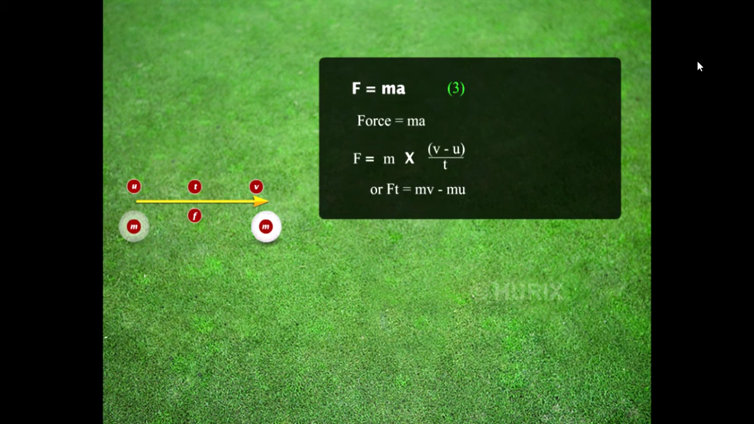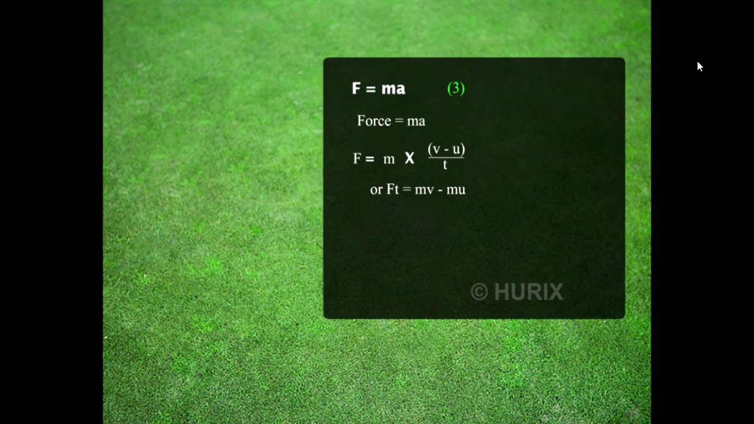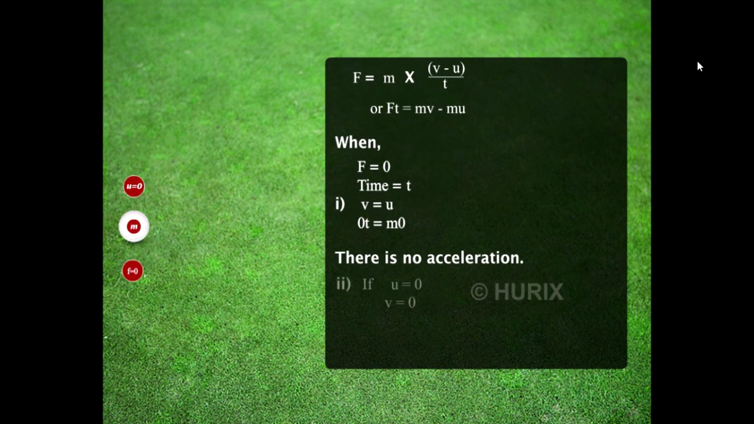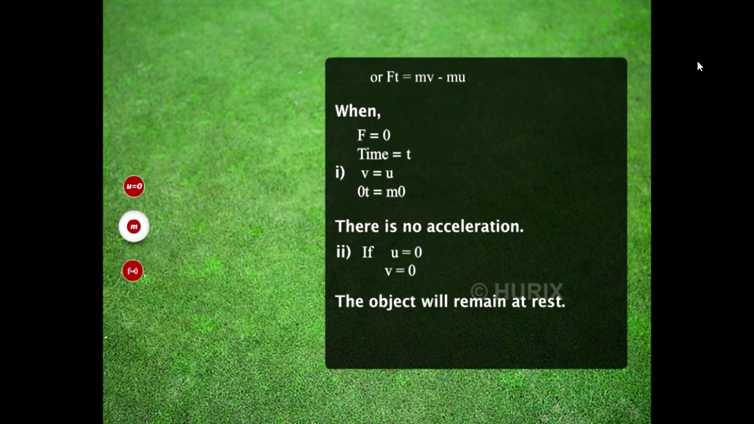Referring back to equation 3, force equals mass times acceleration. On substituting values, Ft equals mv minus mu. When F equals 0, for whatever time t is taken, v equals u. That is, there is no acceleration. The object will continue moving with uniform velocity u throughout the time t. If u is 0, then v will also be 0. That is, the object will remain at rest.